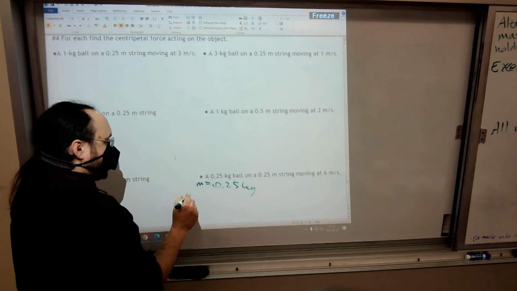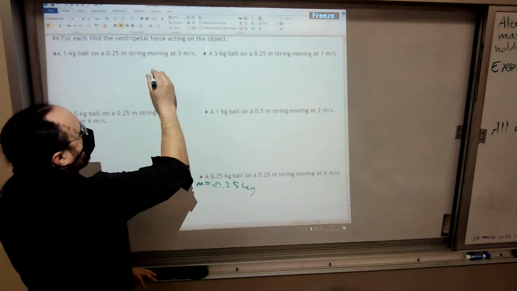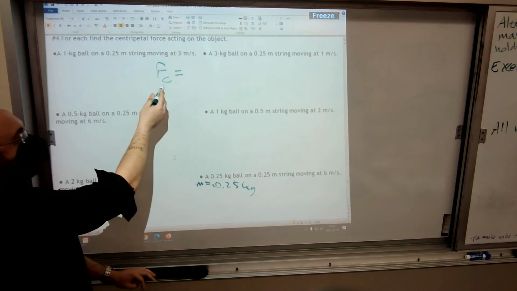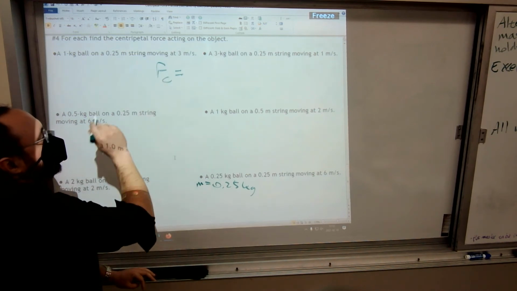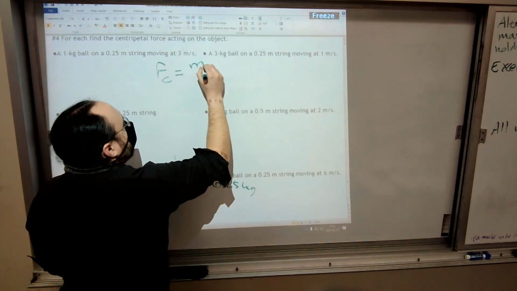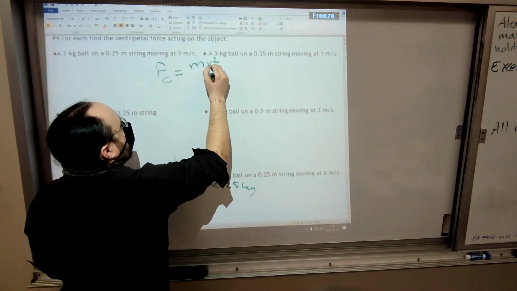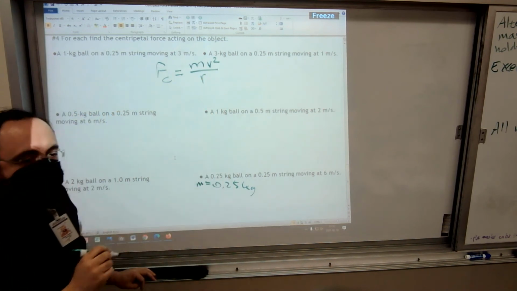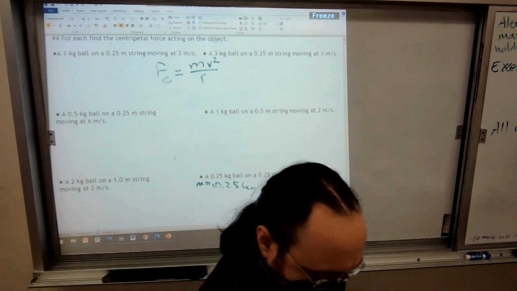I guess before I plug that in, I ought to explain the formula a little bit. The formula is this: centripetal force. See, that's an F sub c, which is a centripetal type of force. Centripetal force is equal to mass times velocity squared divided by r. R is the radius of the circle.